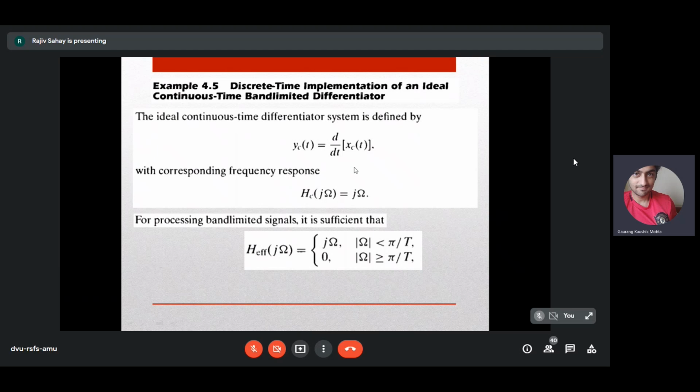Okay, you see this expression? Are you able to see my cursor? Yes.